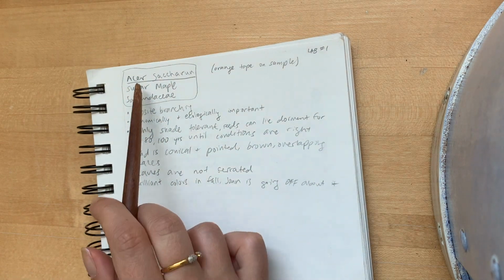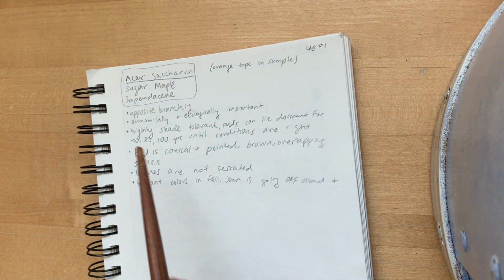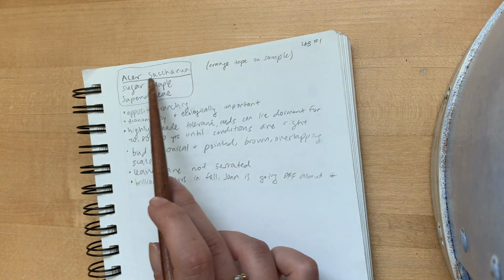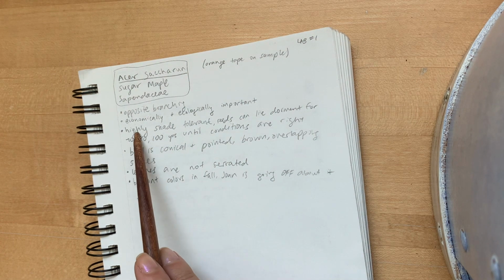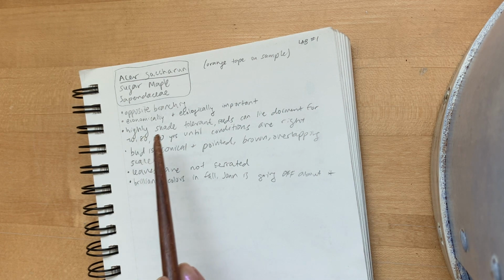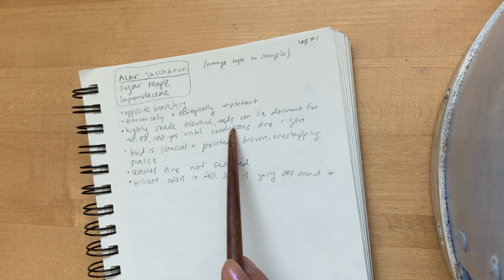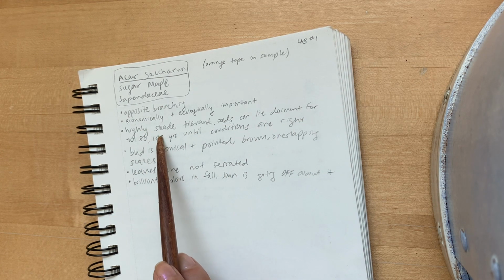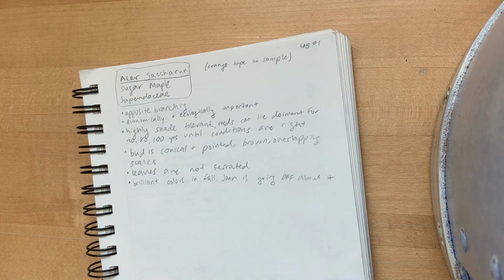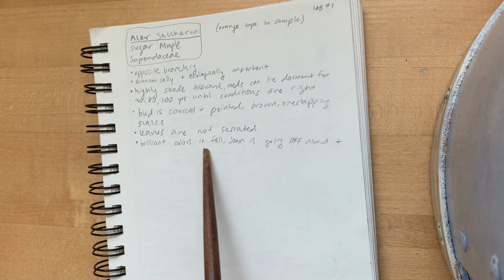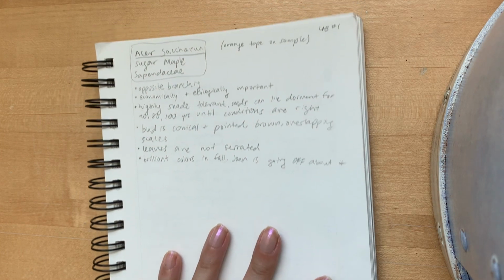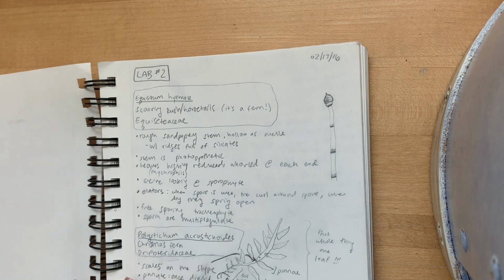And here we are with Acer saccharum, our sugar maple, the Sapindaceae, our classic opposite branching, economically and ecologically important. Sugar maple produces, of course, maple syrup, highly shade tolerant, and the seeds can live dormant for 70, 80, 100 years until conditions are right. Up to 100 years, which I think is so amazing. I also have a note down here, brilliant colors in fall. Joan, my teacher, my professor, was going off about the colors. As she should.